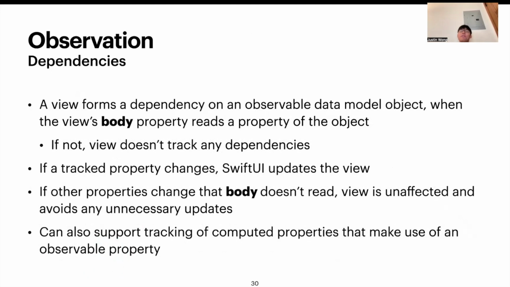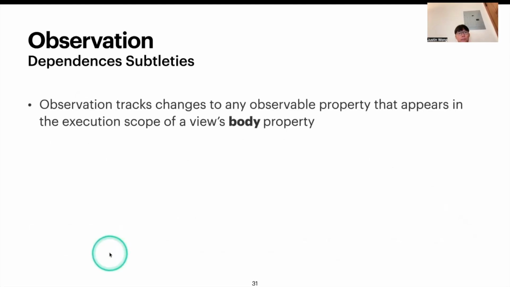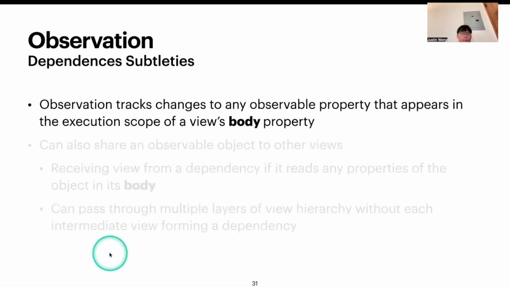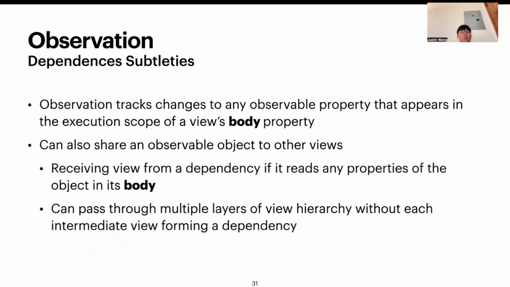You could also support tracking of computed properties that make use of an observable property. A computed property is simply a property whose value is derived from other properties. So whenever the properties within that computed property change, the computed property also changes. Some subtleties that we want to understand is that Observation tracks changes to any observable property that appears in the execution scope of a view's body property. And it can also share an observable object to other views.